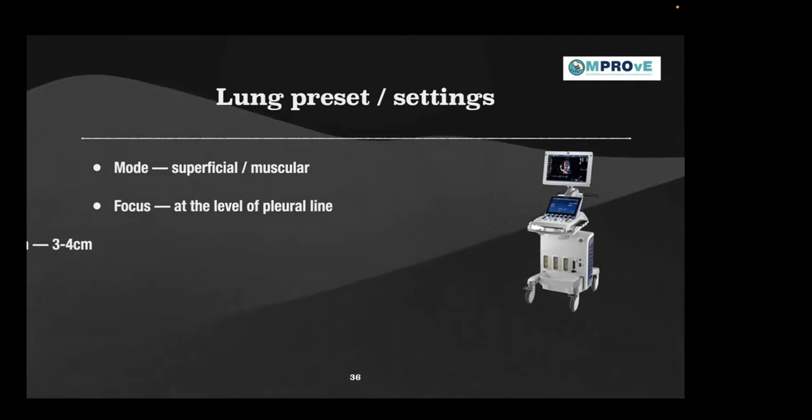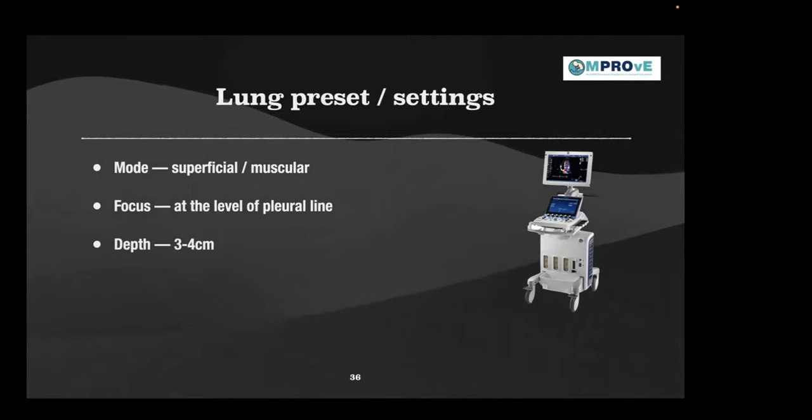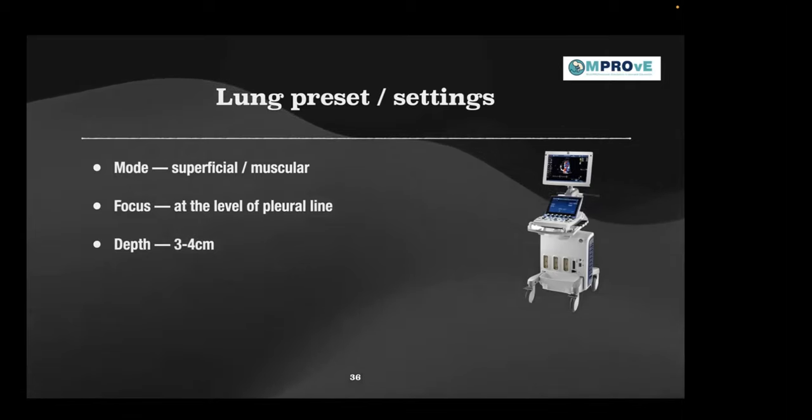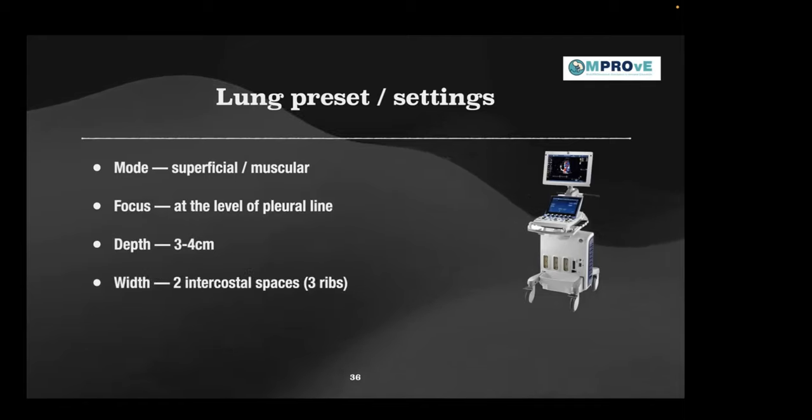Once you have done that, you adjust your depth. Ideally 3 to 4 centimeters. You don't have to go beyond 4 centimeters because you can imagine the baby's chest and the pleural line will be just at 3 or 4 centimeters at max from your probe. So that's the ideal depth you'd like to get so that you don't have the fallout of images.